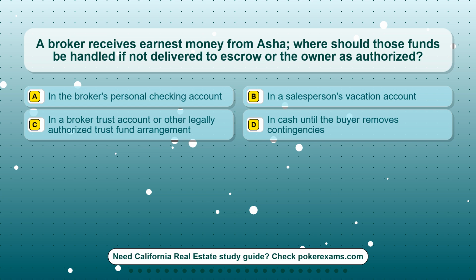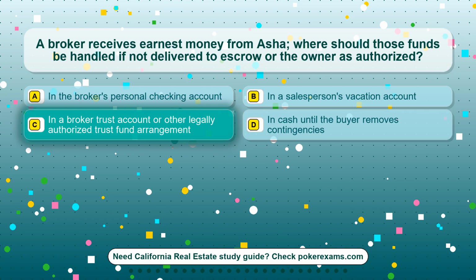Question 10. A broker receives earnest money from Asha. Where should those funds be handled if not delivered to escrow or the owner is authorized? Option A. In the broker's personal checking account. Option B. In a salesperson's vacation account. Option C. In a broker trust account or other legally authorized trust fund arrangement. Option D. In cash until the buyer removes contingencies.